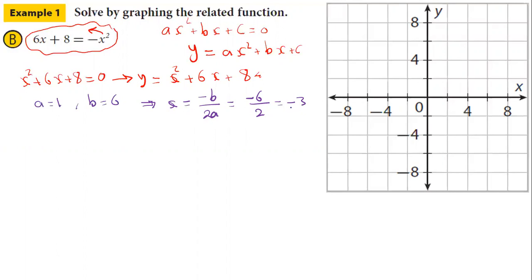Now we will get the vertex, or we will get the second coordinate of the vertex. But the best way is to make a table and choose some values for x.